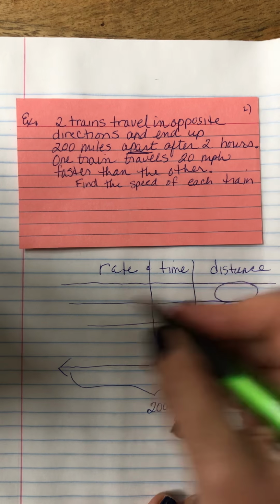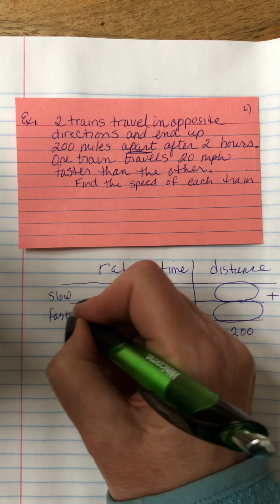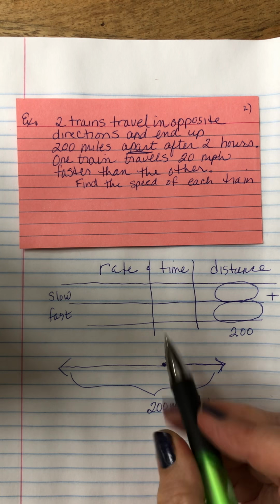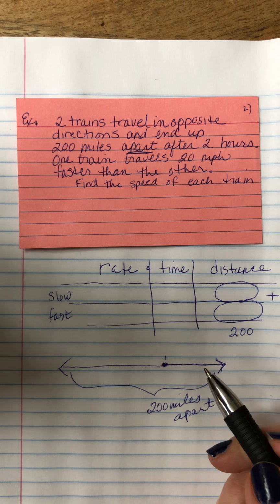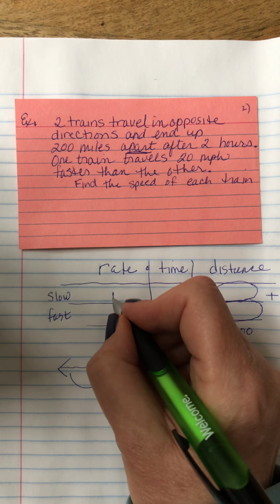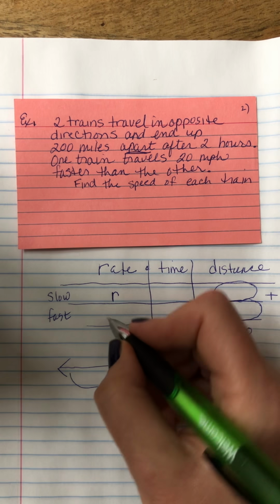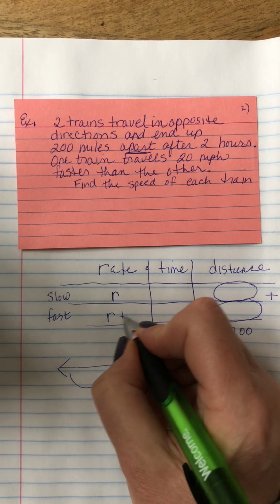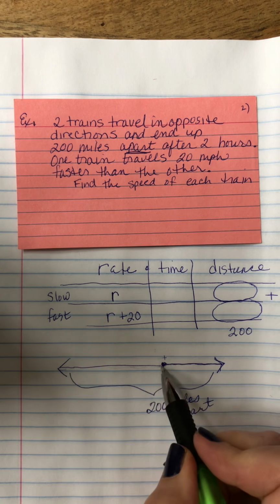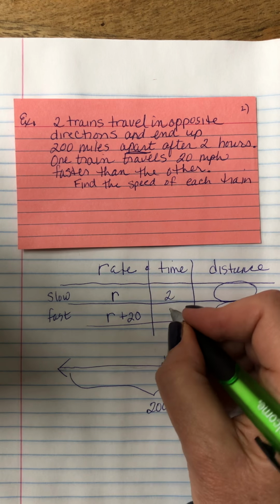So we'll call one the slower train and one the faster train. For rate, we'll use R, and if one's going 20 miles an hour faster than the other, we'll say that the slower train is traveling R miles per hour, and the faster train is traveling R plus 20. So clearly this is the faster train because it went farther. And they both traveled for 2 hours.